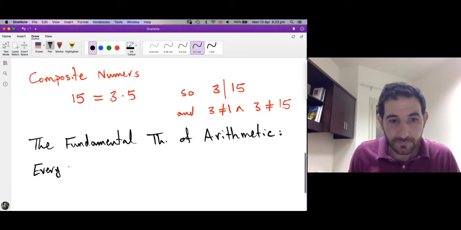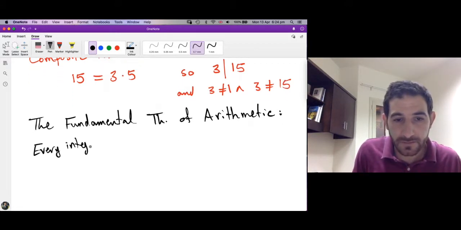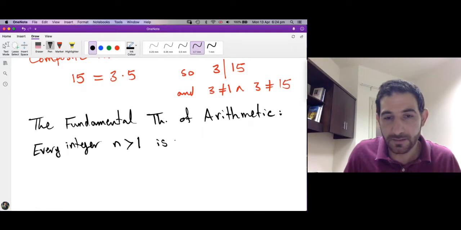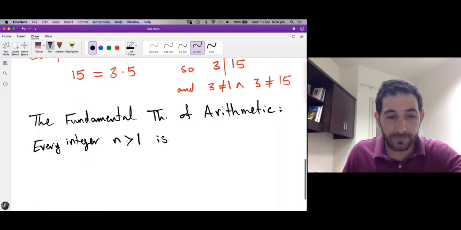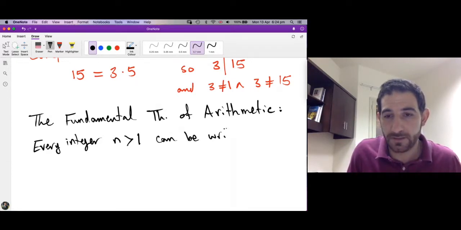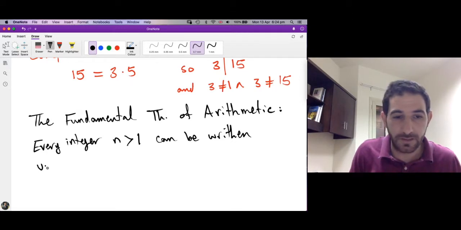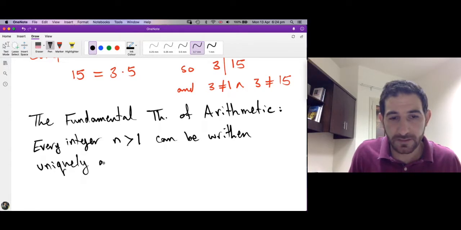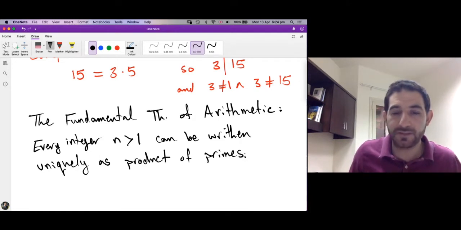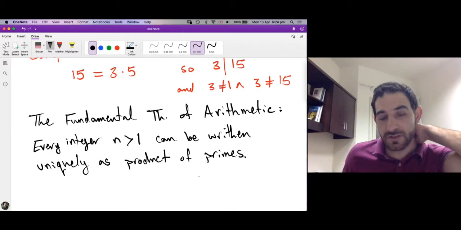Every integer n greater than 1 can be written uniquely as a product of primes. And here product of primes includes the case where the number is a prime itself. Okay, product of primes. We've seen this theorem before in the session about strong induction.